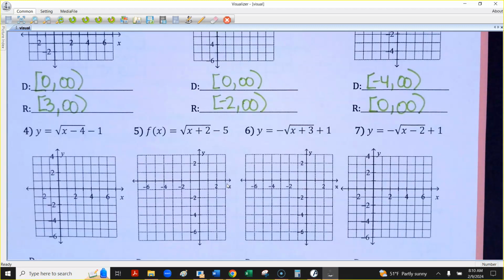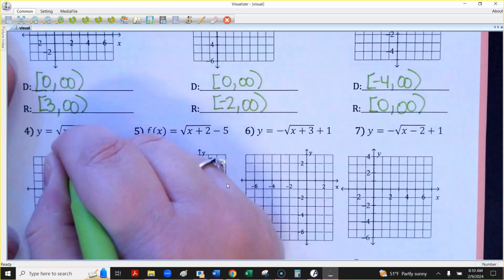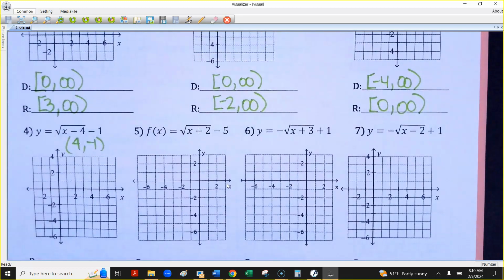Who can just raise your hand and tell me, where would you start that graph? What would be the point? Yeah. 4 and -1. Yep. Just opposite of what it looks like, and copy the one on the outside. With the x is the x-coordinate. Outside the operation, this is a square root, that's going to be your y.